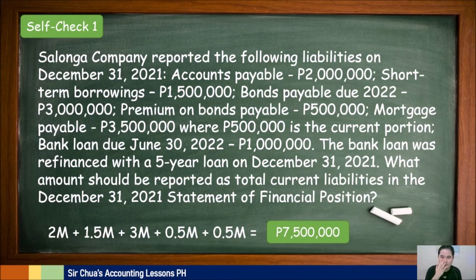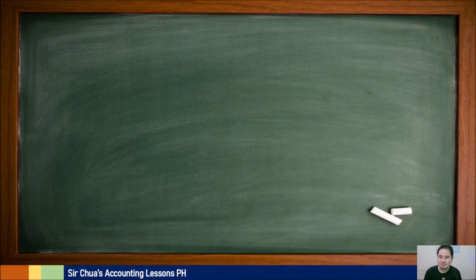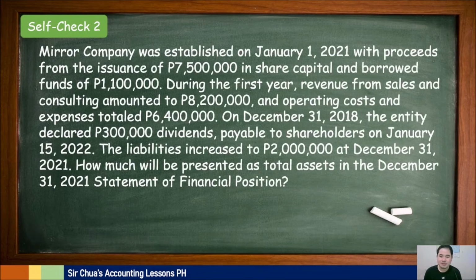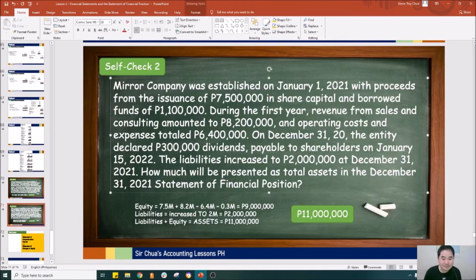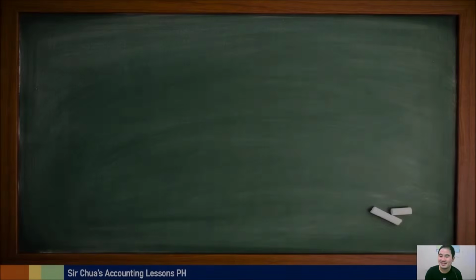Okay, let's proceed with your self-check number 2. Mirror Company was established on January 1, 2021. Teka, parang may mali ako. Teka, edit ko na. Baka December 31, 2018 to. Na-carried away. Baguhin natin. December 31, 2021. Ayan. Okay. Sige. Ulit tayo. Ulit. Sorry for that. Okay.